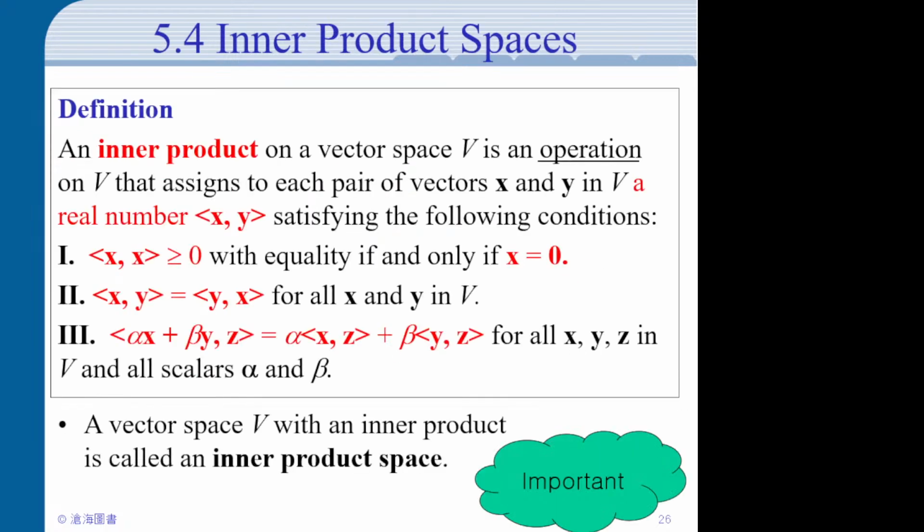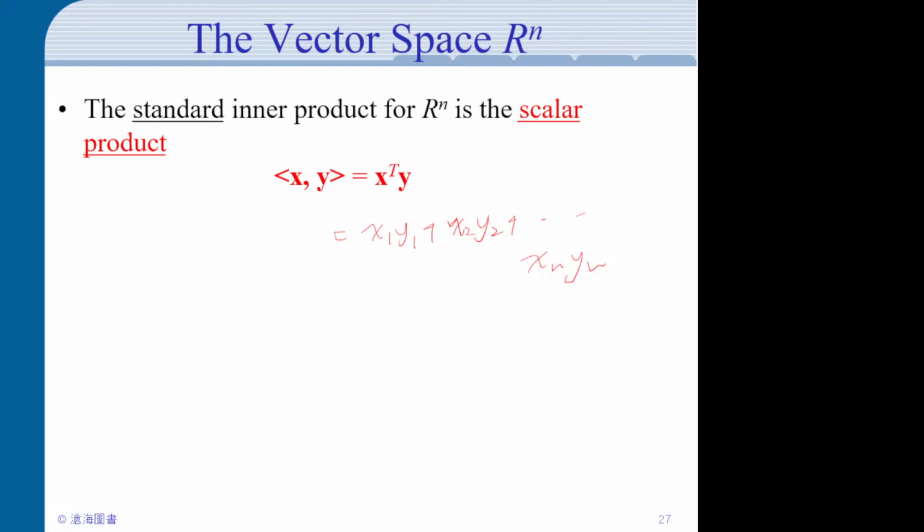And so property 1: if x equals y, then this thing is x1 squared plus x2 squared plus up to xn squared. So this is obviously greater than or equal to 0, and it is equal to 0 only if all those are 0. And x inner product y equals y inner product x, because this doesn't care about the order between x and y. Those are all scalars, so x1 y1 equals y1 x1, etc.